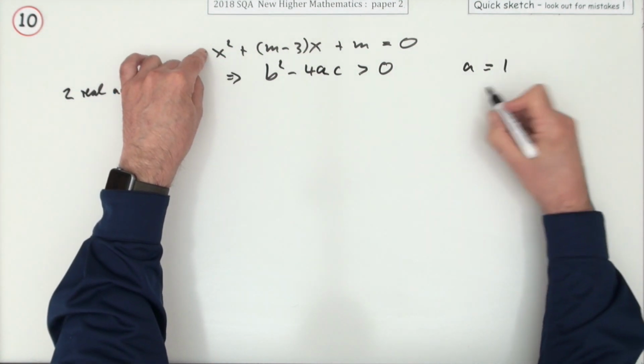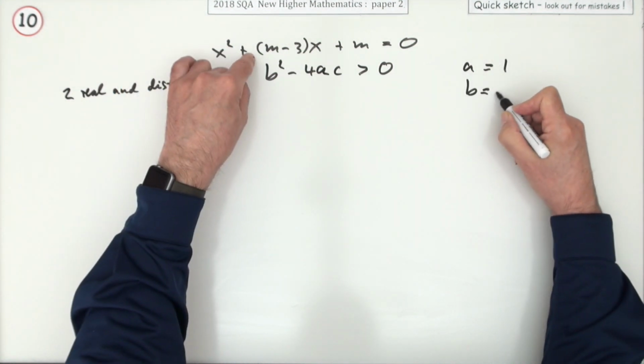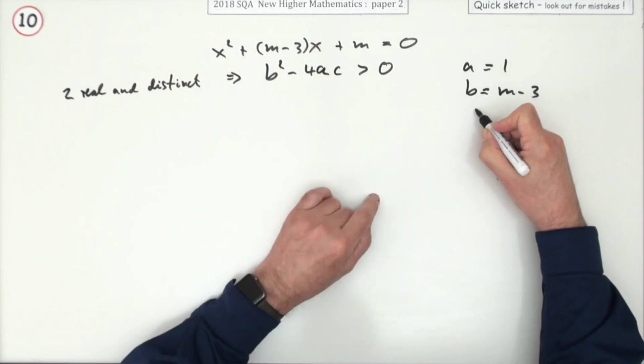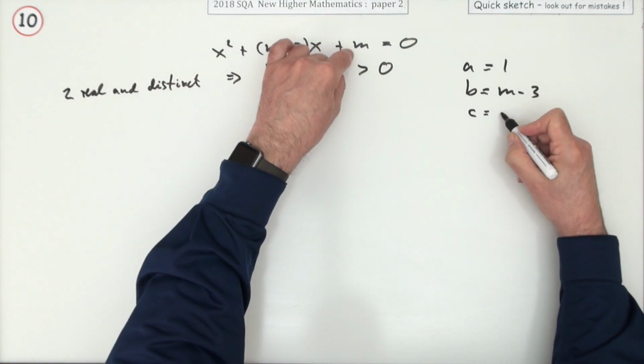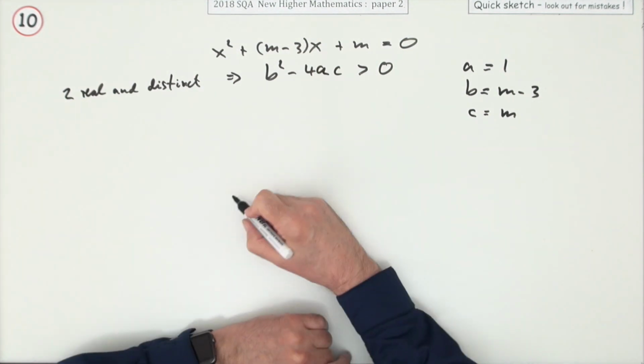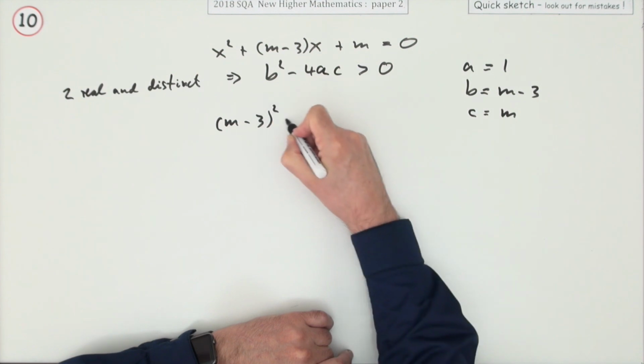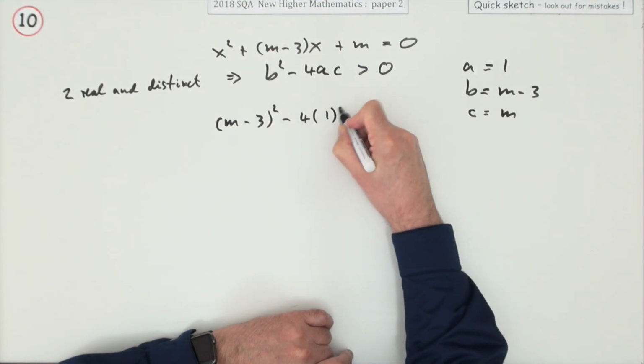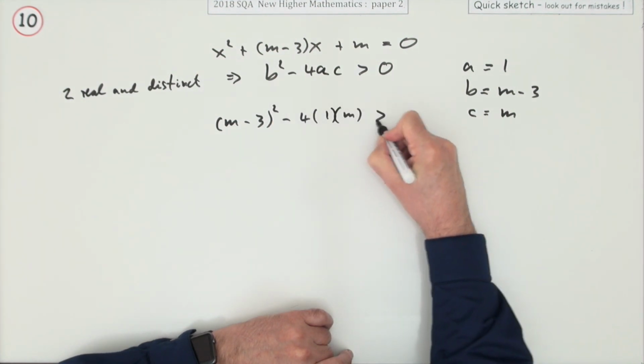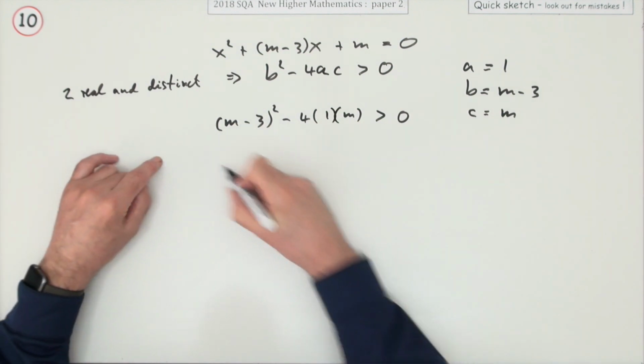A is the coefficient of x squared, which is 1. B is the coefficient of x, which is m minus 3. And c is the constant on its own, which is m. So you just put that together. B, (m minus 3) squared minus 4 times a is 1, c is m, that's to be greater than 0.